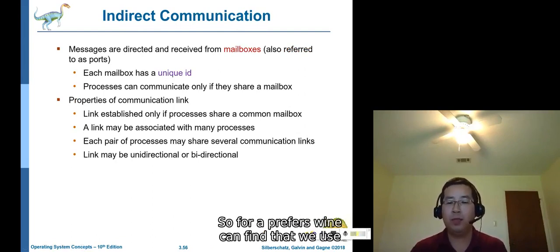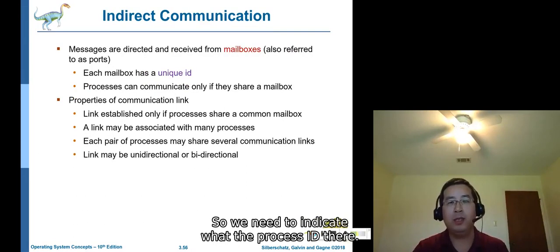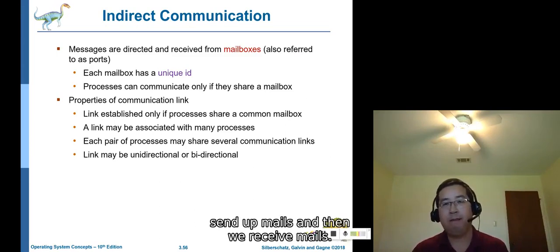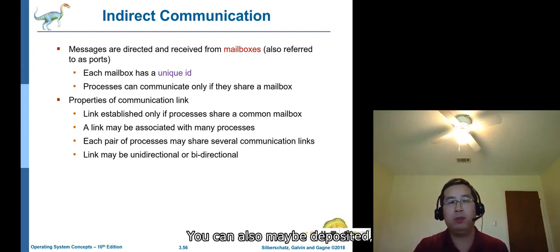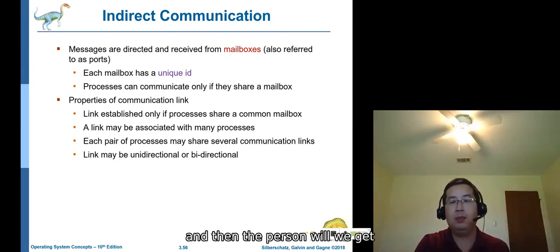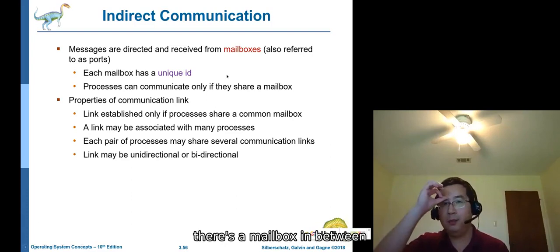For the previous one, we use the process ID, so we need to indicate what process ID is there. But here we use a mailbox. That's why we call it indirect, just like the postman. We send mails and we receive mails. You can put the mail in your mailbox, and then the postman will get the mail and send it out to the other side. So that means there's a mailbox in between.